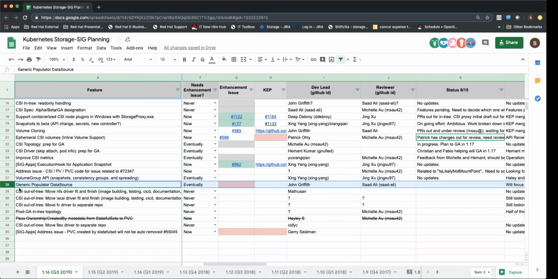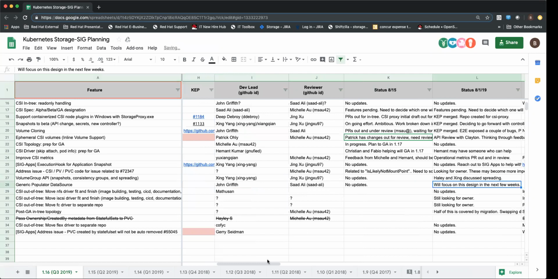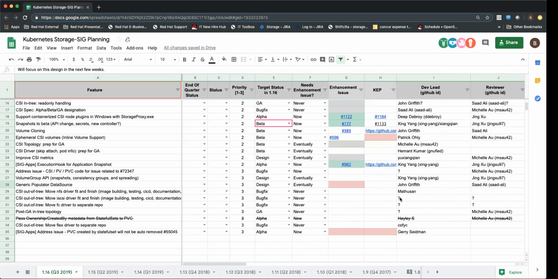Perfect. So generic populator data source. No updates on that. The use case keeps getting brought up again and again. I think this is something important we need to do. I think the big hard part about this was figuring out how to make sure the PVC basically is not ready to use by the general Kubernetes workloads, but is available to use by a populator. And figuring out how to do that's going to be difficult.